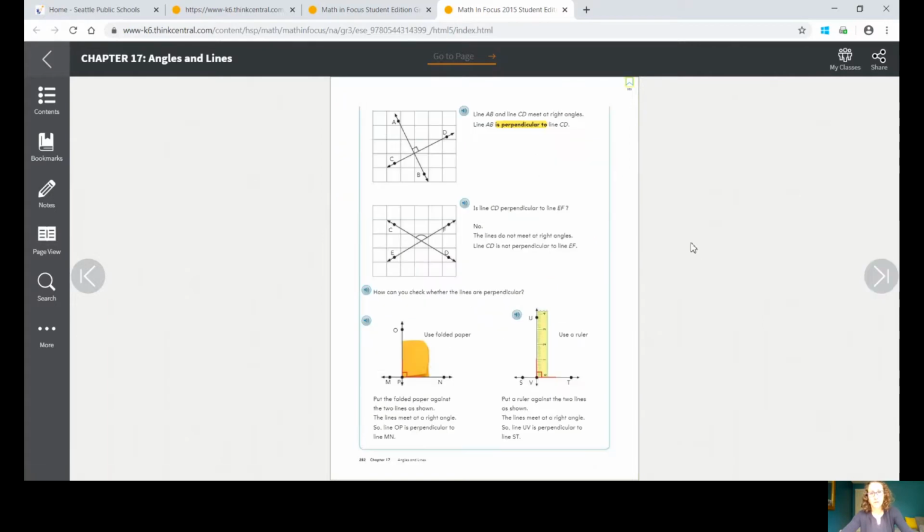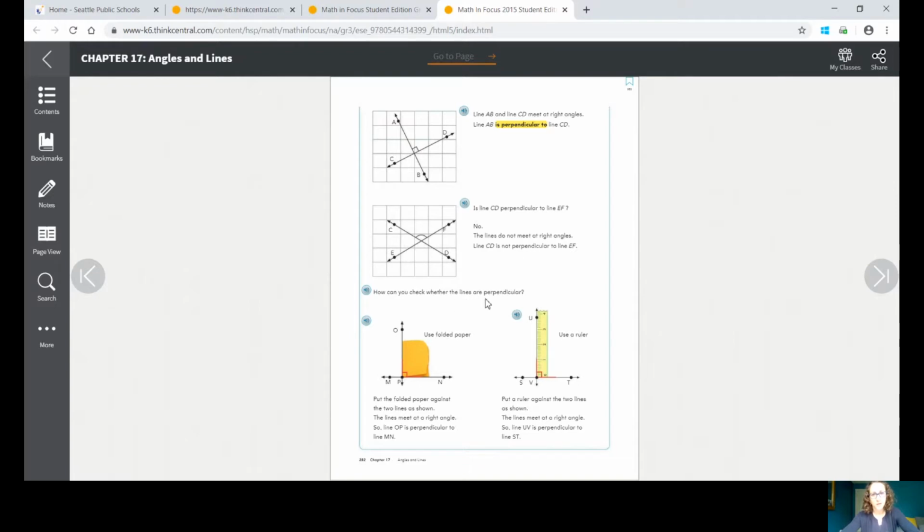Let's turn the page. Line AB and line CD meet at right angles. So line AB is perpendicular to line CD. Is line CD perpendicular to line EF? Okay, so is this line perpendicular to this line? Take a look at that. You got to look for any right angles. Nope, the lines do not meet at a right angle, so line CD is not perpendicular to line EF.